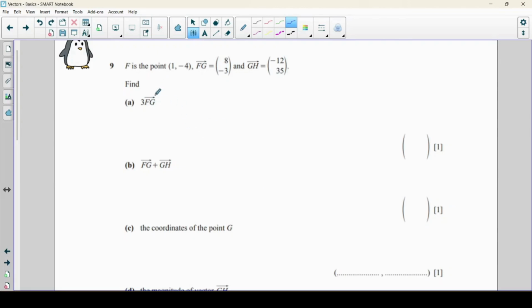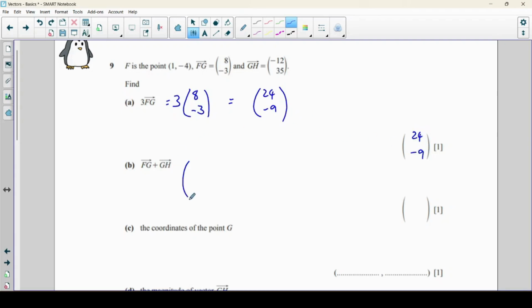So we've seen questions like this before, but just notice the different notation we sometimes use. So we've got FG equals (8, -3). This just means the vector going from F to G. First, we just want to do 3 of that vector, so 3 of (8, -3). So 3 times 8, that's 24, and 3 times minus 3 is minus 9.